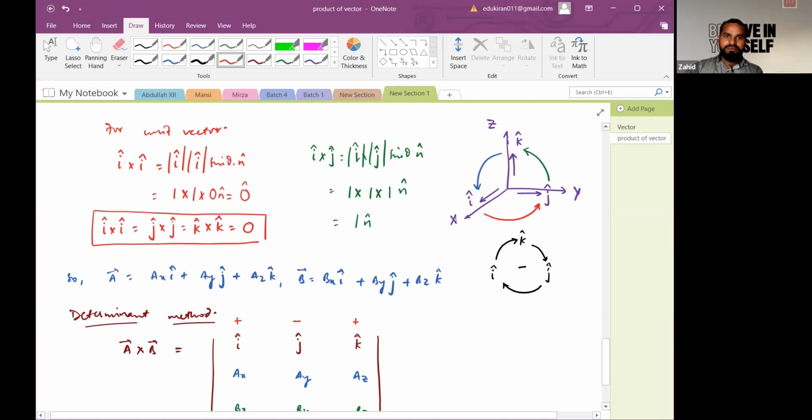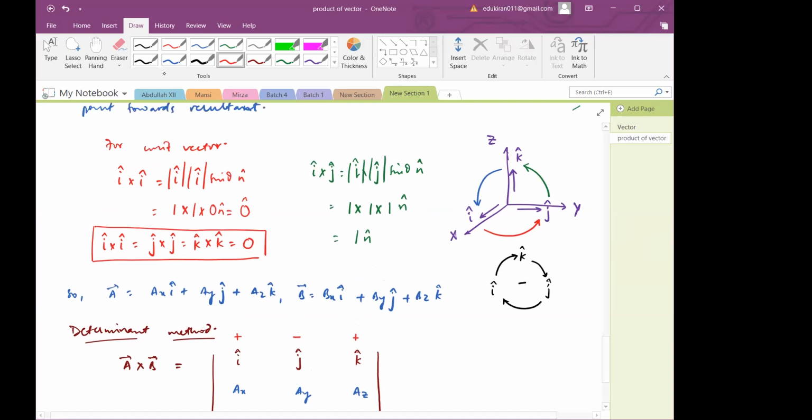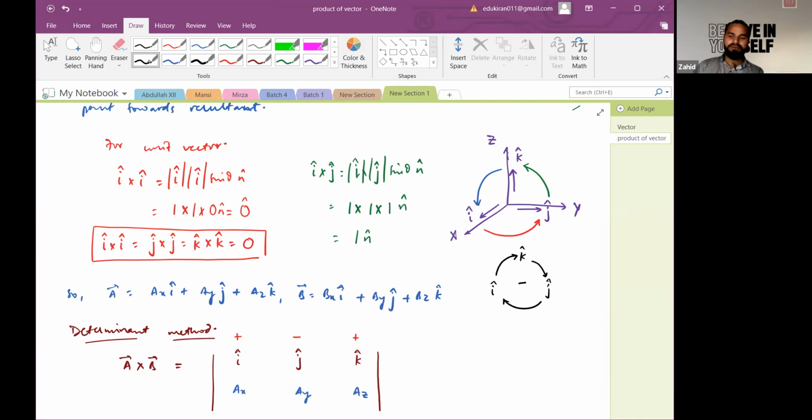Yes, sir. First of all, write it down till this part. Then I will show you how to calculate the product of this.